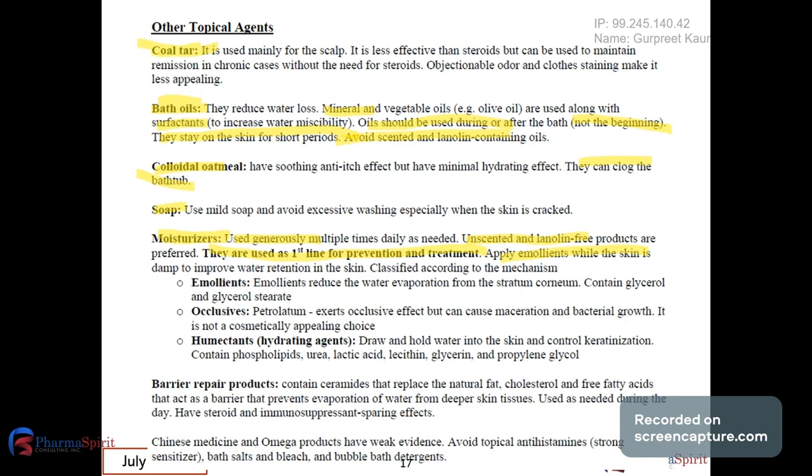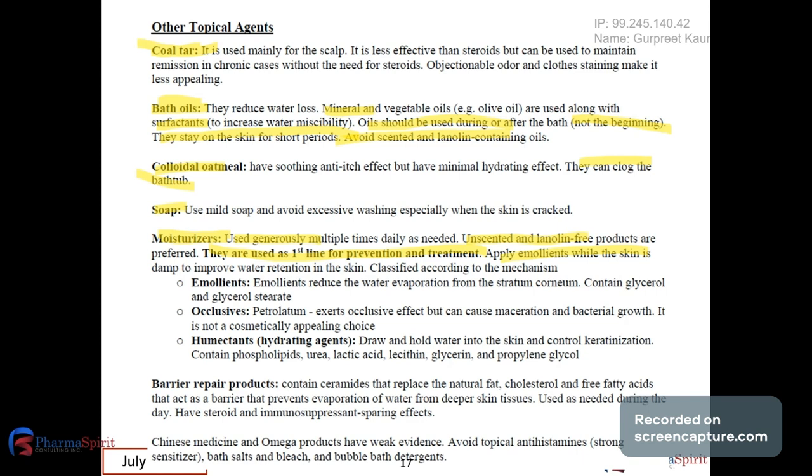prevents water evaporation. Another agent that we can use, or another class of the moisturizers, is the occlusive agents. And the most basic example for occlusive agents is petrolatum. So petrolatum basically exerts occlusive effect, but can cause maceration and bacterial growth. So what the petrolatum or the Vaseline will do, it will just trap the water in the skin. They don't necessarily increase the water contents in the skin, but if the skin is hydrated, petrolatum will prevent the water in the skin from evaporating. So that's the occlusive effect that petrolatum will produce. However, petrolatum has a problem because it is not cosmetically accepted. No one likes to walk with, for example, Vaseline on his hand.